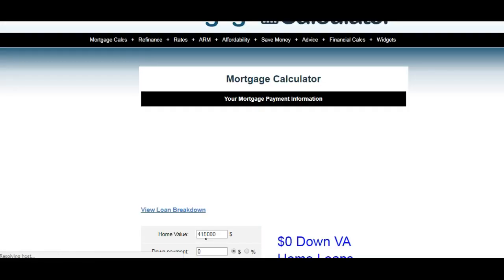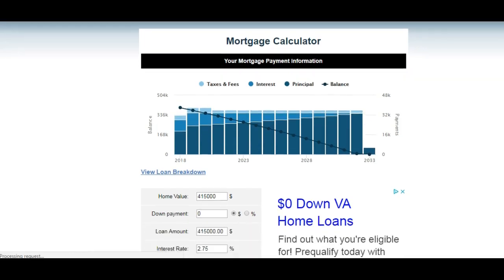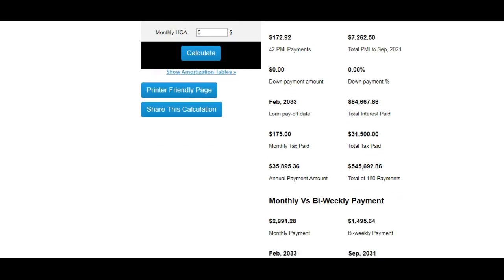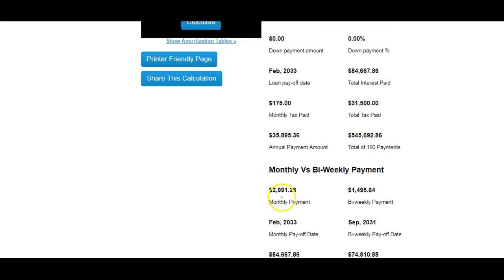It's going to refresh the page with that information, and we have to scroll down to find the info we want. So on the mortgage repayment summary, we're going to ignore a lot of this information. The information that you would be asked about is either total interest paid, total tax paid, total of 180 payments, or if you put in a 30-year loan, it'll say total of 360 payments. It's basically the total cost of the house over 30 or 15 years. And then down here, the monthly payment. We're going to ignore everything else.